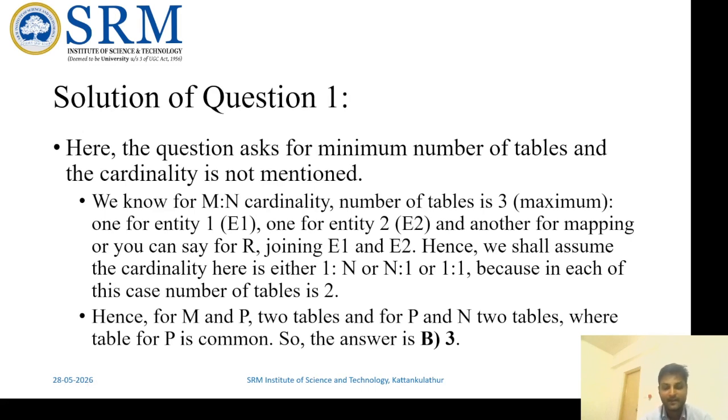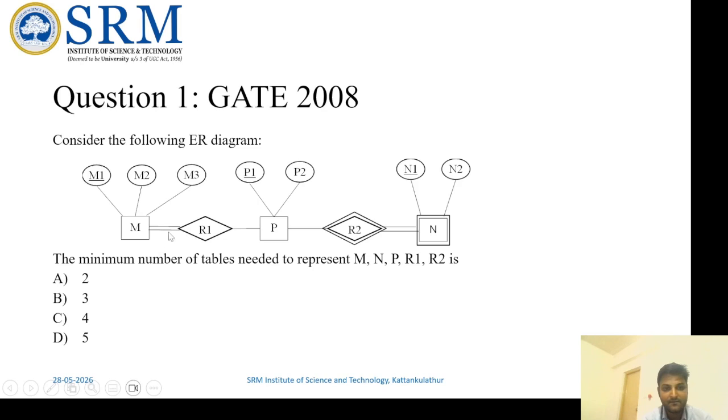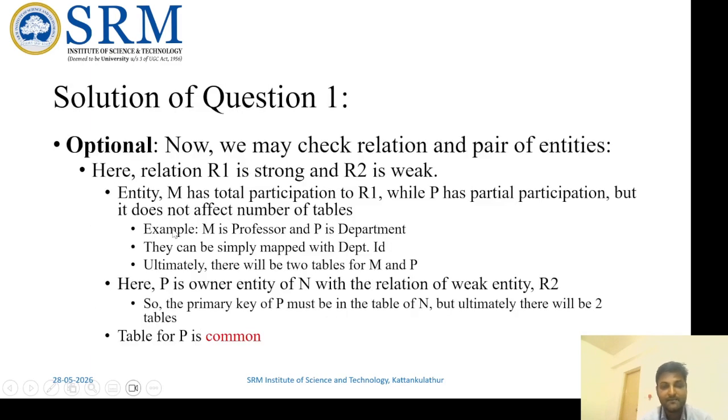Okay. Now people may have the question in their mind: what is this double diamond, double lined diamond and double line here? So here I have given an explanation. Here the relationship R1 is strong and R2 is weak. Entity N has total participation in R1 while P has partial participation, but it does not affect the number of tables. Example, M is a professor, P is a department. So they are both dependent on each other. And suppose the department ID is the key.